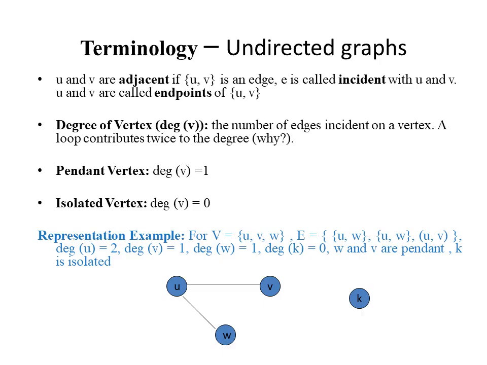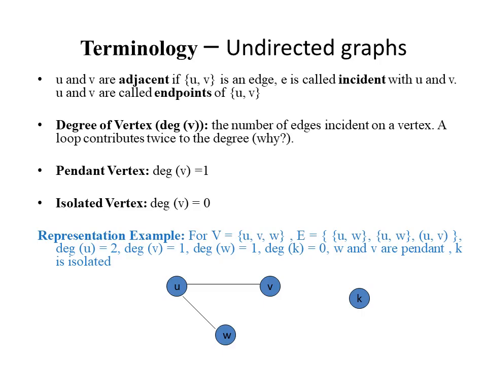E is called incident with u and v, because that particular edge connects u and v, so it is incident since the edge is present there. And the vertices u and v are called the endpoints, because the edge has two endpoints here.